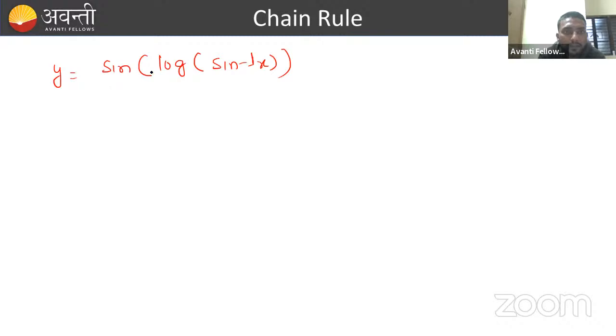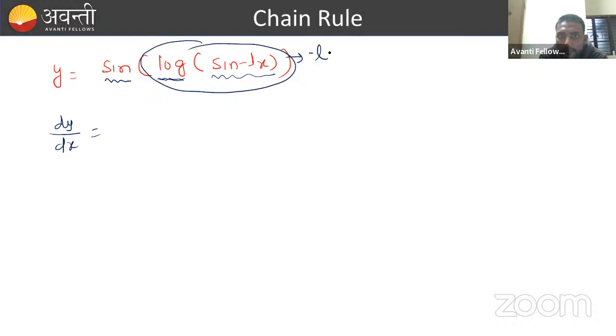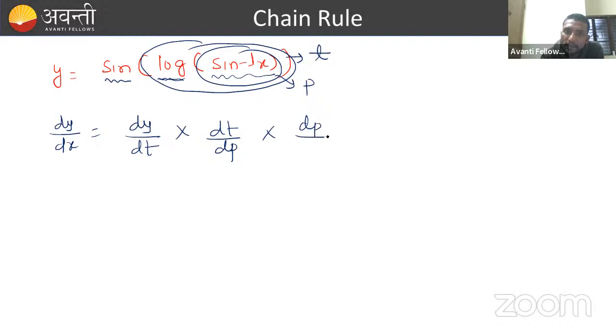Now sine is f of x, the log, the inside function, can be g of x, and sine inverse can be h of x. What you need to do is find dy by dx. After sine you can take this whole as t, and then going inside, we consider this as p. Now we simply write dy by dt, then dt by dp, and dp by dx.